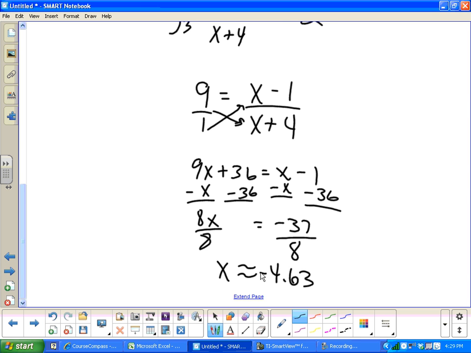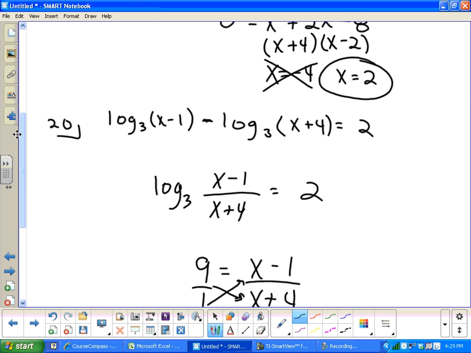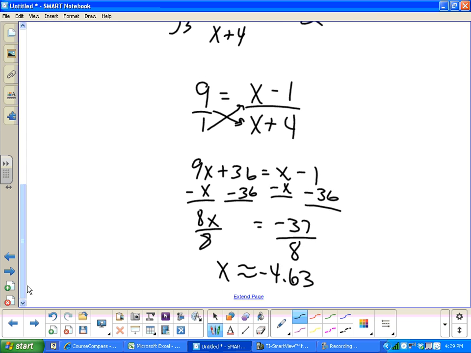Okay, now let's check that. So notice if x is negative 4.63, that's going to make this value right there negative. So I can't have a logarithm of something that's negative. So that's really an extraneous solution. So it's like the last one there. We're not going to have a solution on this one. Okay, that's all.